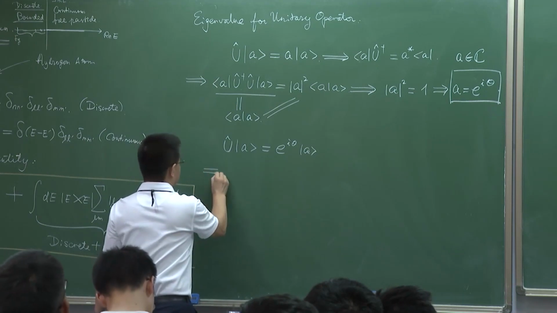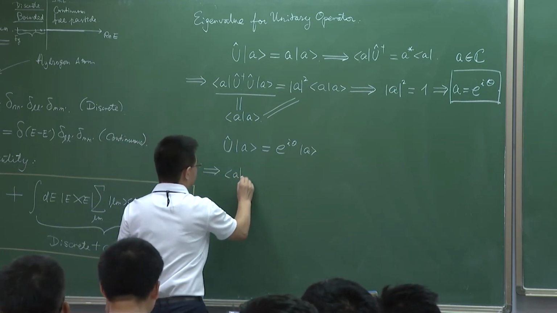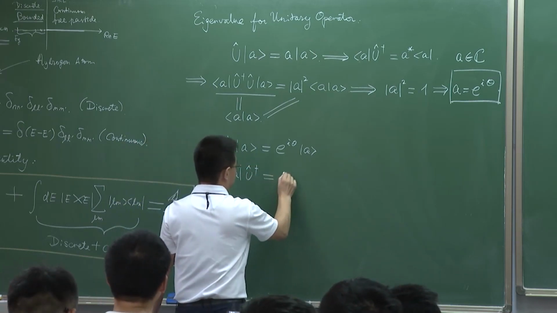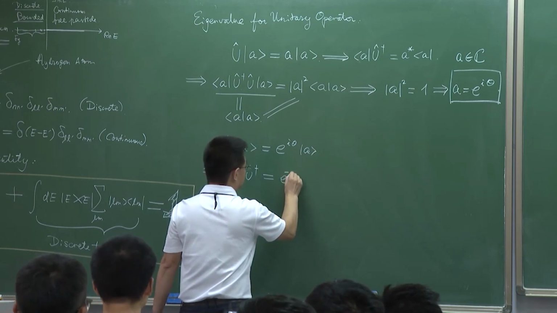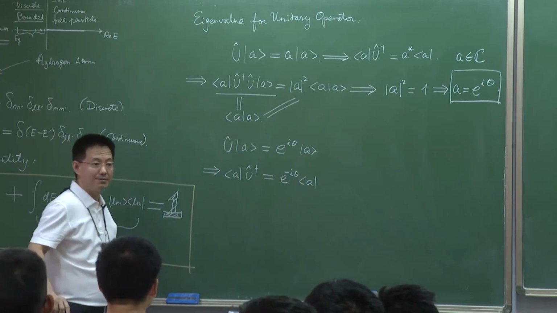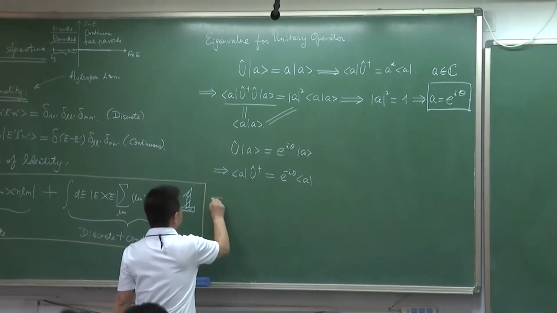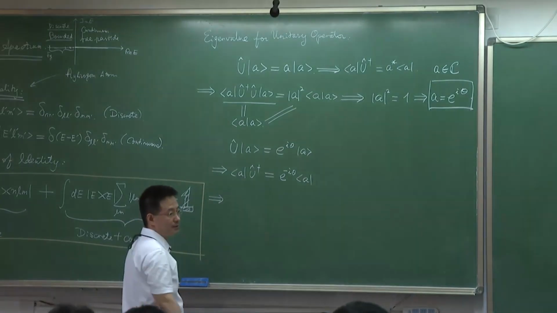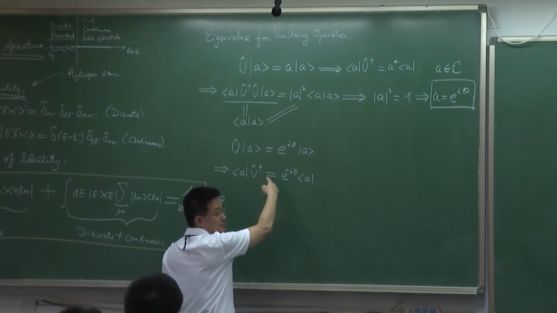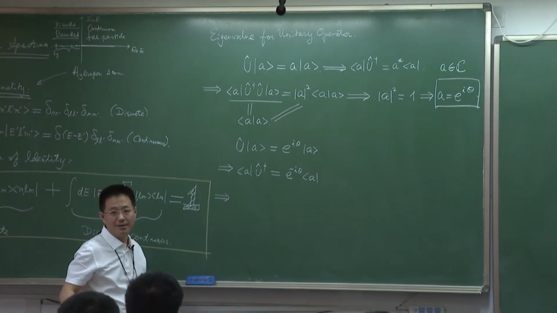And so, what can you derive from this? You can derive A U dagger is equal to e to the minus i theta A bra. Okay? It's very simple. So after this, you can multiply from the right-hand side by U on both sides of this equation. And what will happen after that?